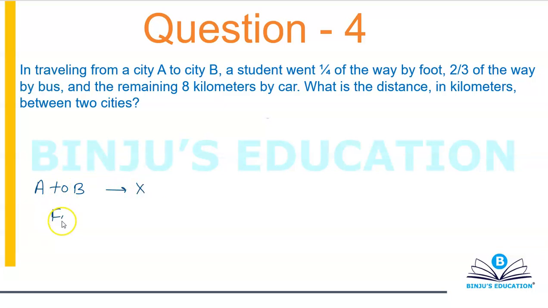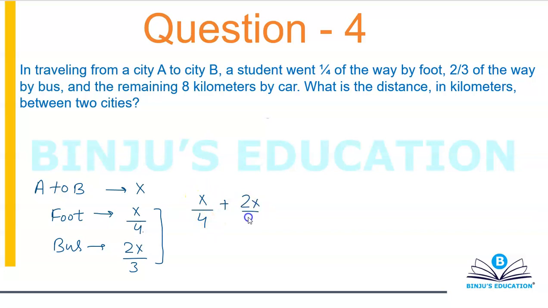So by foot, you can say it's going to be x by 4. Then by bus, it's going to be 2x by 3. So foot and bus total is x by 4 plus 2x by 3. You can take LCM to be 12. So this is going to be 3x and 8x. So that's 11x by 12.